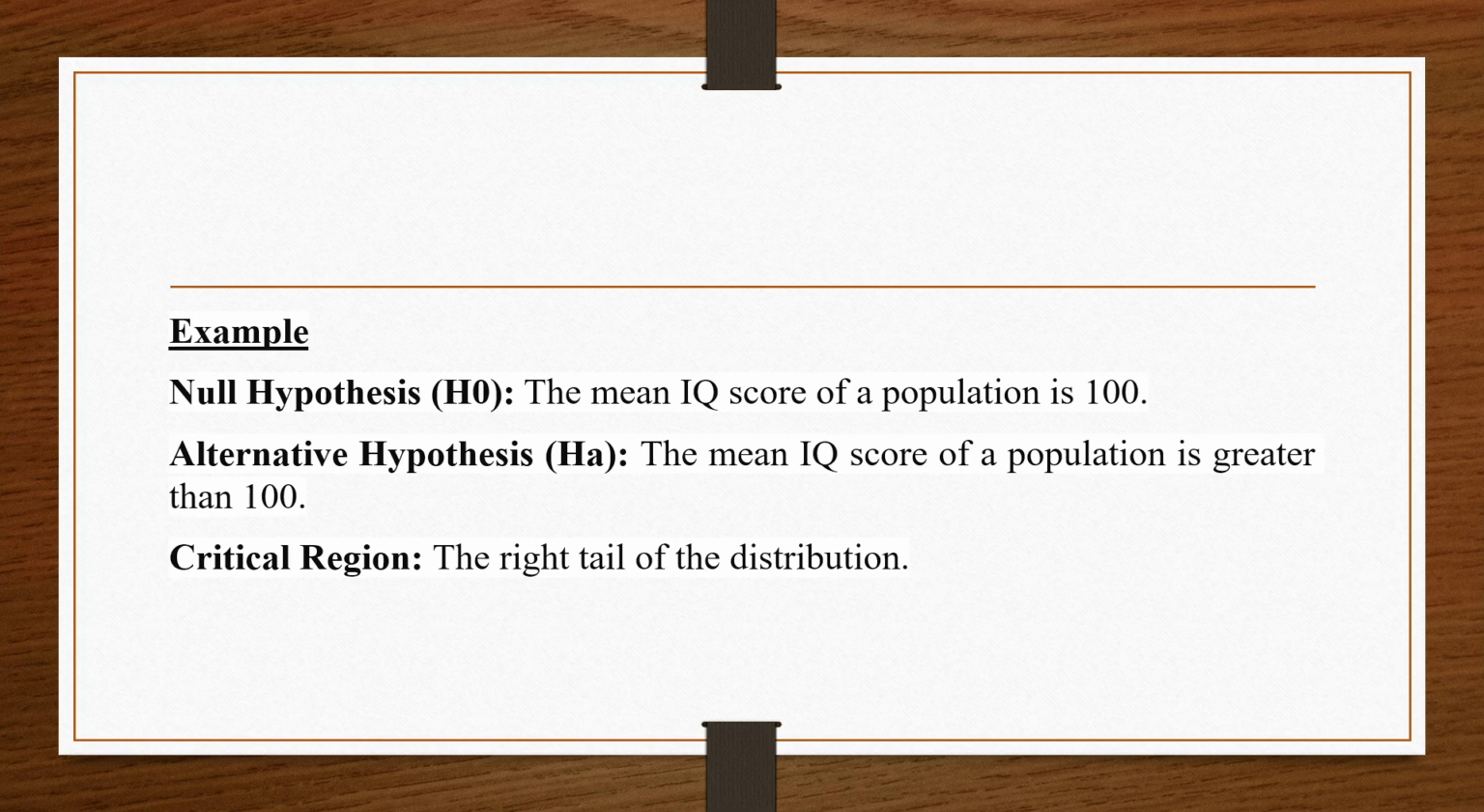So now let's have a look at an example. Let's say the null hypothesis is that the mean IQ score of a population is 100, and the alternative hypothesis is that the mean IQ score of a population is greater than 100, and the critical region is the right tail of the distribution. Why the right tail? Because it is greater than 100.